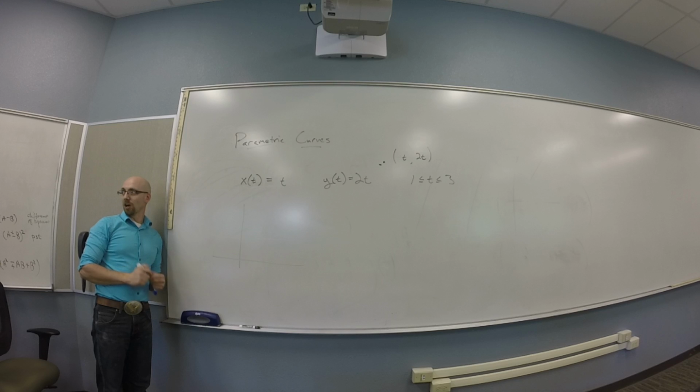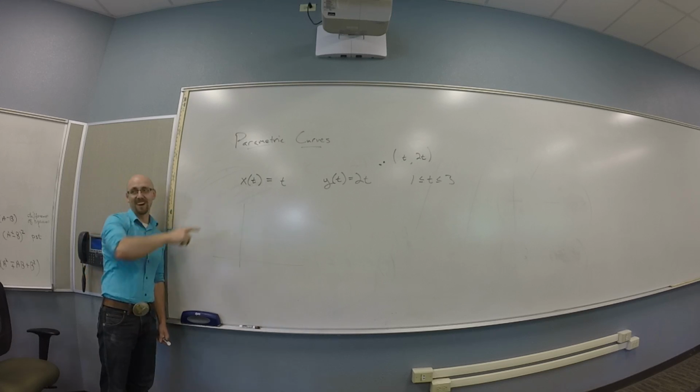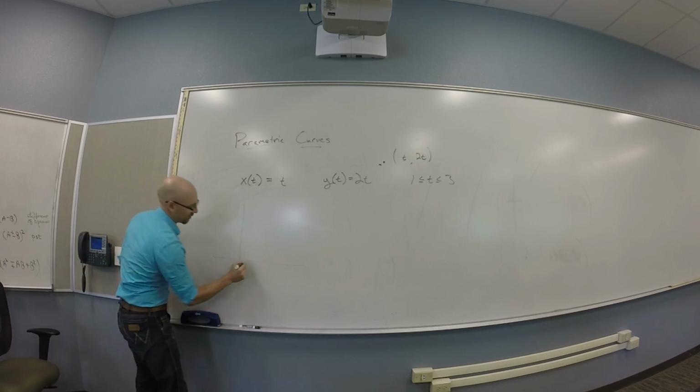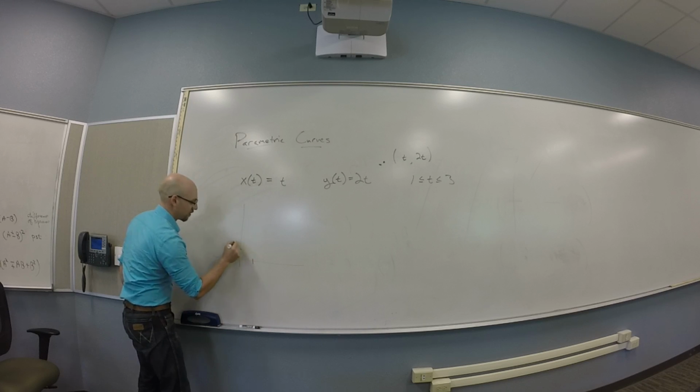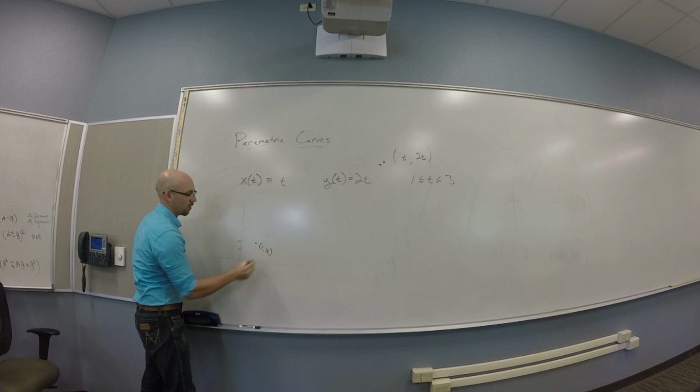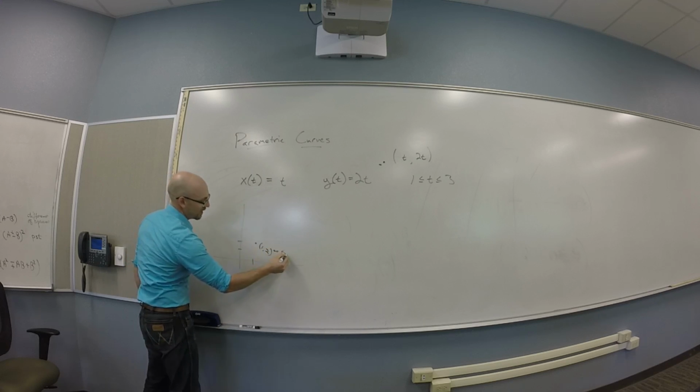So where does this thing start? Negative infinity. I don't know. No, it starts at... Okay, so where do the t's start? 1. T's start at 1. So when t is 1, where's x? X would be at 1. And y is at 2. So if I go to the point 1 comma 2, what I'm really thinking there is t equals 1.